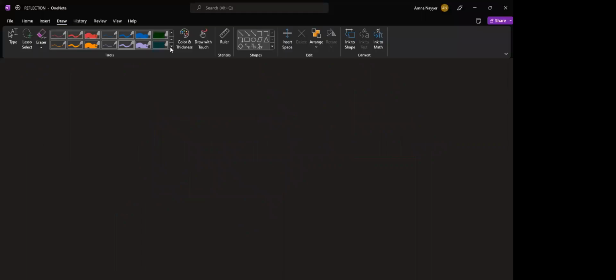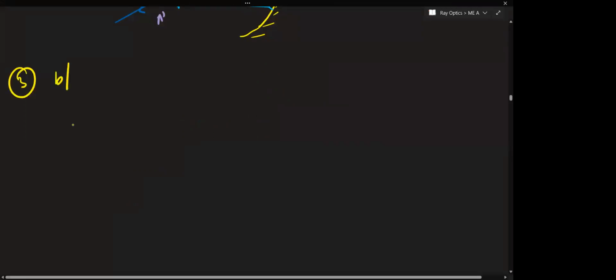Fine. Let's shift our object a little more. Right now it was at C. Now let's keep it between the focus and the center of curvature.